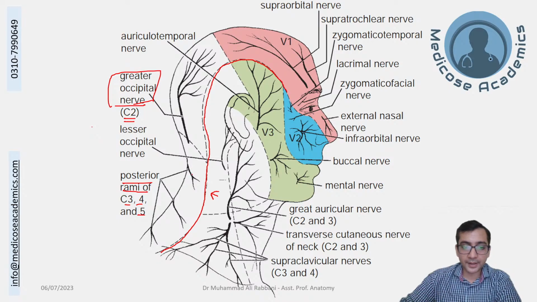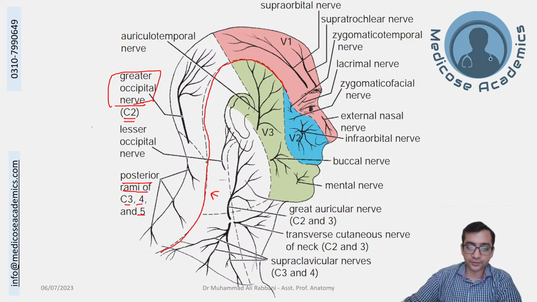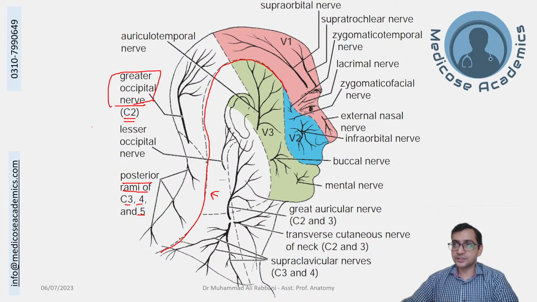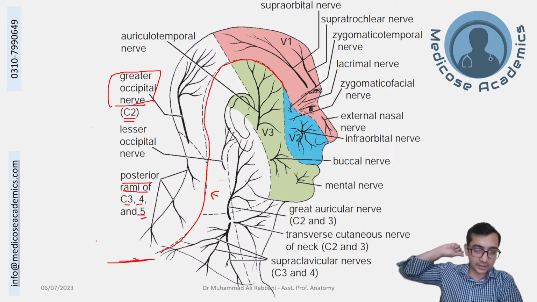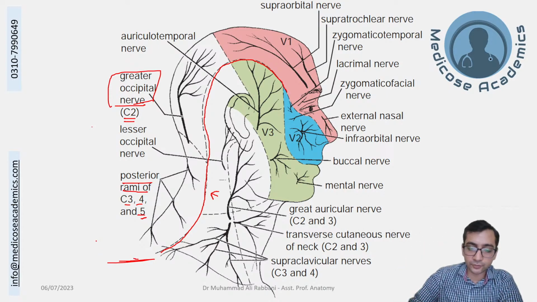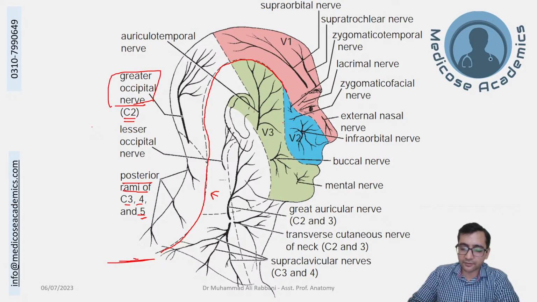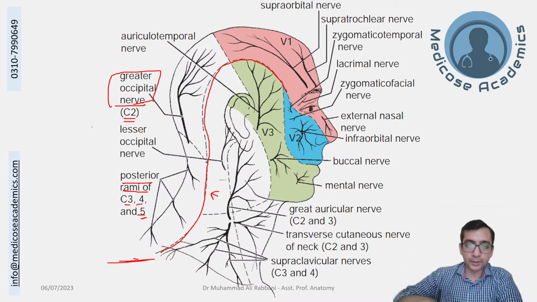And as we move down to the back of the neck, there is C3, C4, C5, and after C5 you will reach here, the back of your trapezius muscle, roughly at the level of the spinous process, and below it the levels will continue C6, C7, and so on.